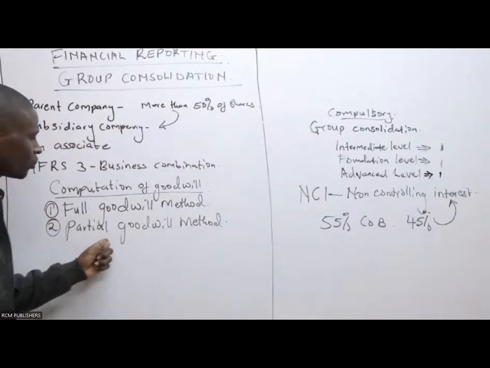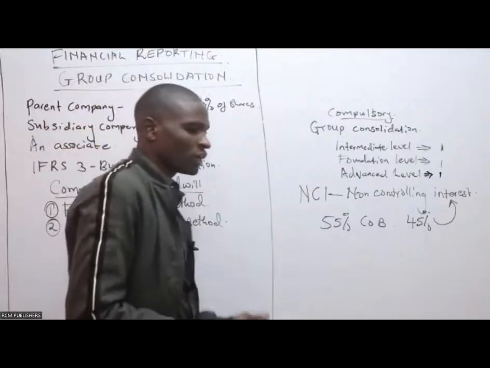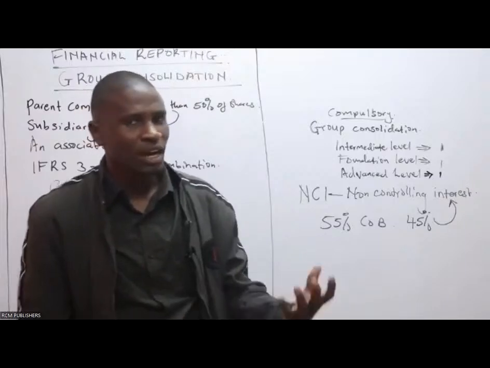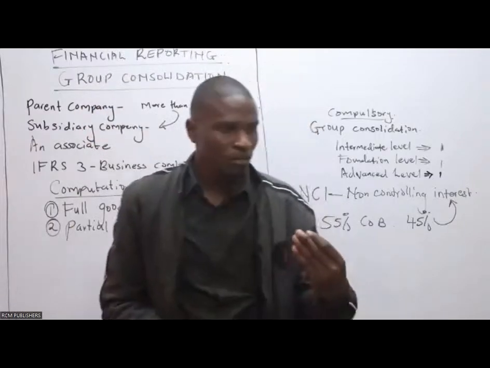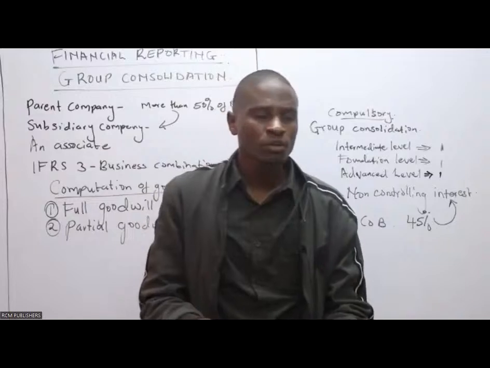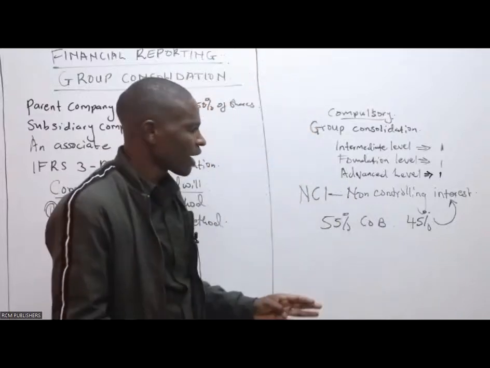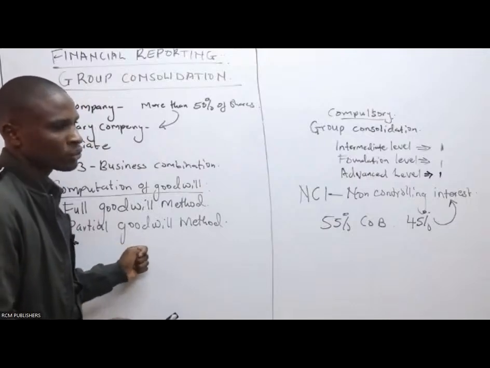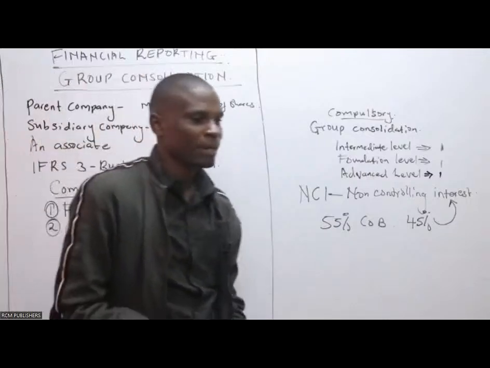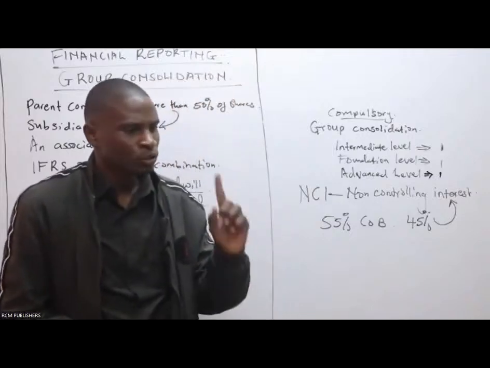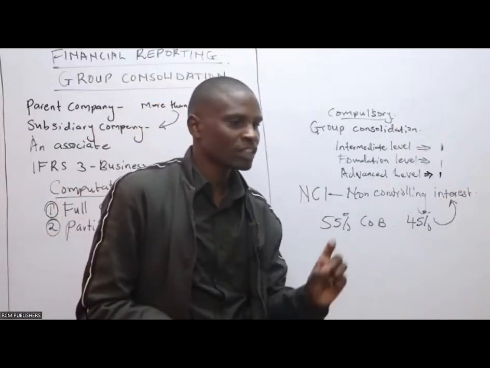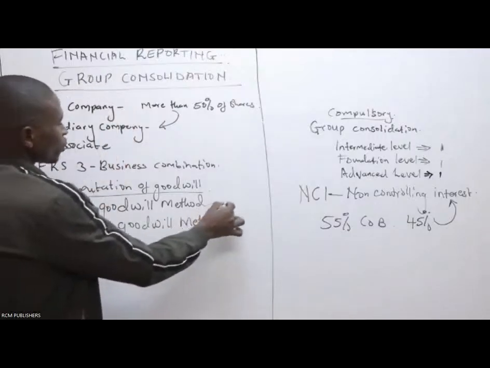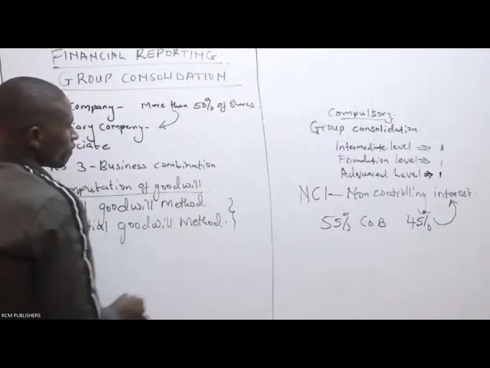Then for the partial goodwill method, I can say it's a direct method whereby you just have to take the cost of the investment and then you less all the other items at the date of acquisition of the subsidiary company. So it's important for you to note that a computation of goodwill takes two methods.